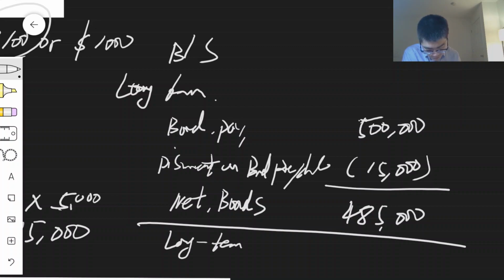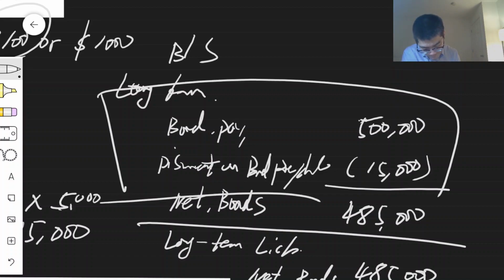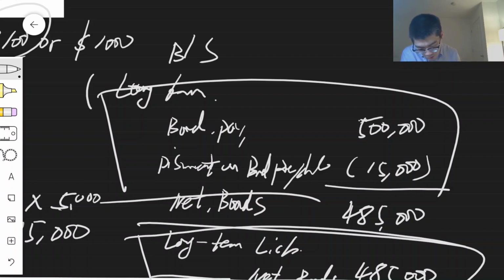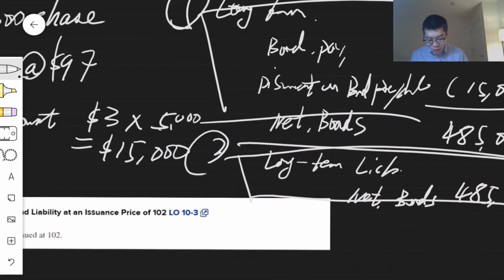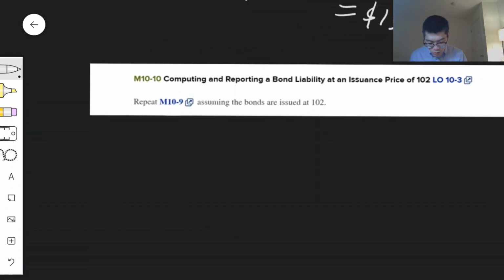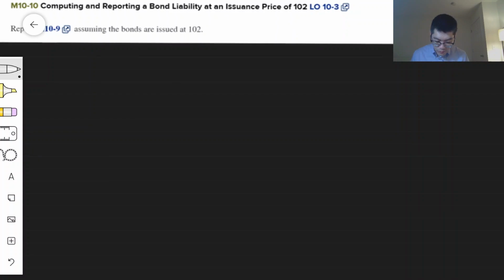long-term liability, net bonds for $85,000. That is okay. So either way works. So this is how we record this. And how do we record journal entries? Go back to your PowerPoints and use the same journal entries to record them.